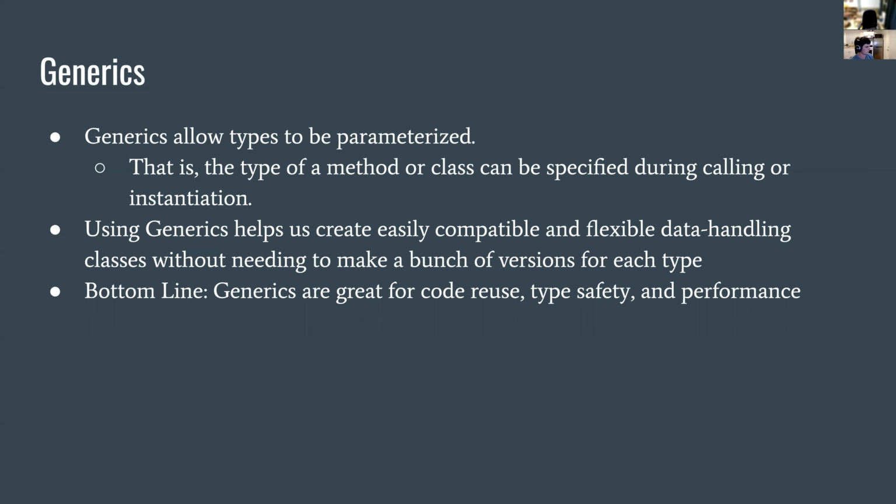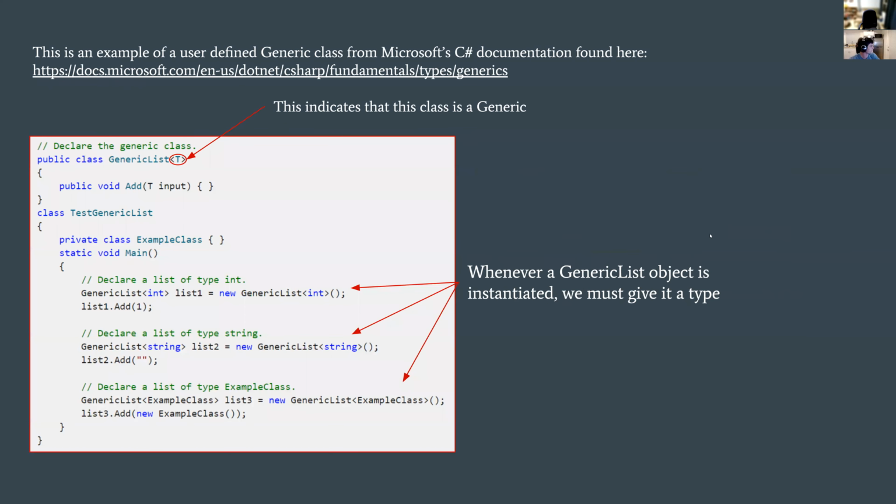So then what that does for us is makes our code reusable, which is something that you should always be striving for as a programmer. It makes the code more type safe and also increases our performance. Not by a ton, but it is something that we should always consider. So what do generics look like in C#? It's pretty simple. You can see here, this is an example from Microsoft's documentation.